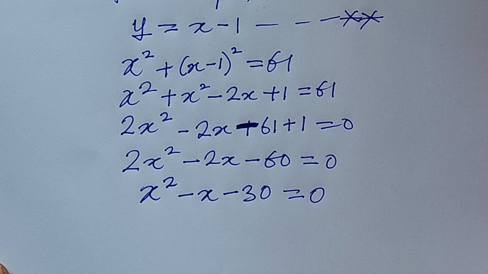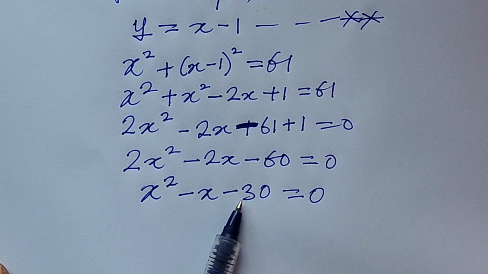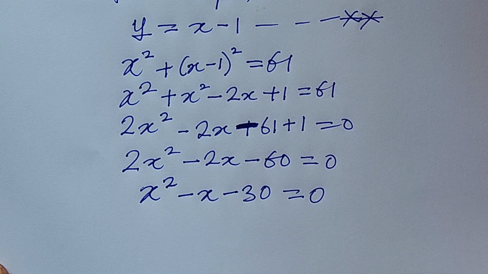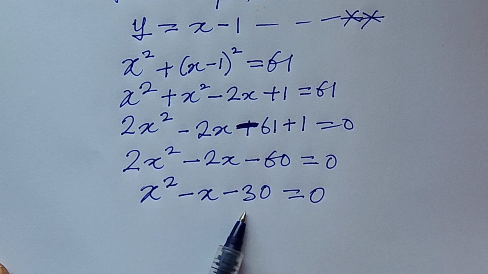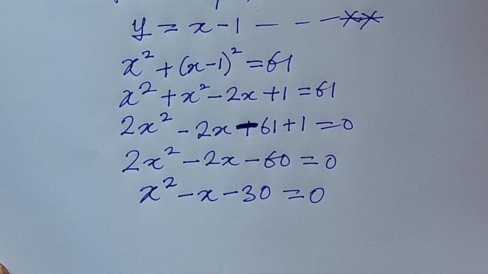So how do we use the factorization method? We bring out the constant term here and look for all the factors of 30. Okay, they are plus minus. Then we look for two numbers out of all the factors that multiply together to give us minus 30 and add together to give us minus 1. Without much waste of time, the two factors will be plus 5 and minus 6.